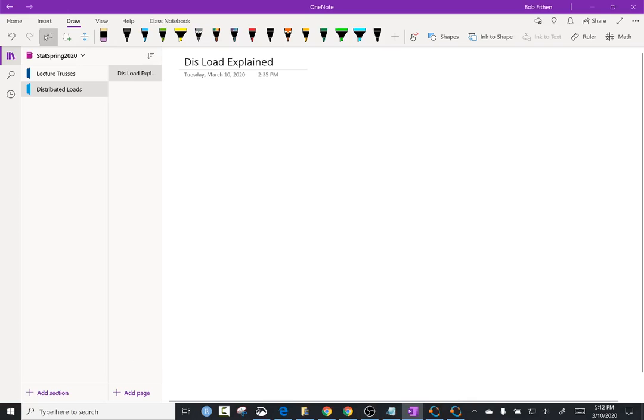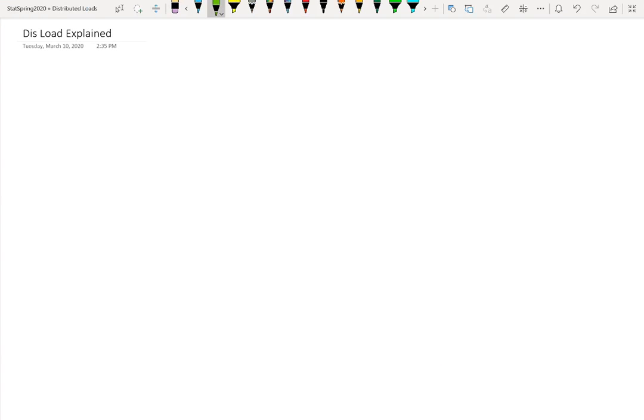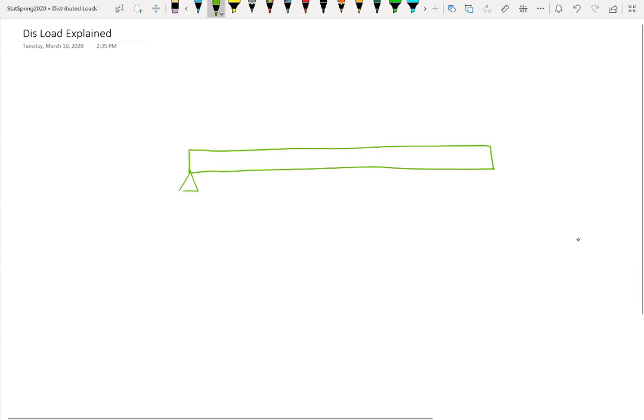All right, so let's take a look at a distributed load and figure out what that means. So imagine you had a structure, a beam, that sits right here. It is constrained so that this point of the beam will not move that way or up. And it's sitting on a roller over here. So this part of the beam can move that way, but it cannot move up.